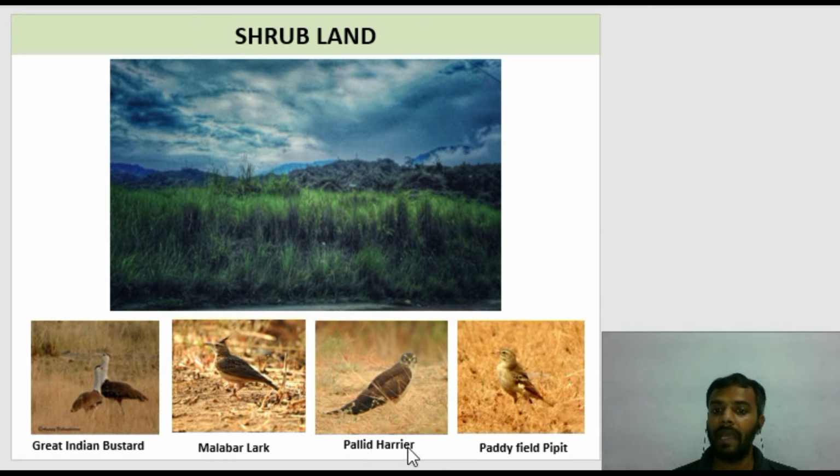The third one is Pallid Harrier. Pallid Harrier is also a shrubland species. This is Paddyfield pipit, also found in grassland or shrubland. It is also a very common species.